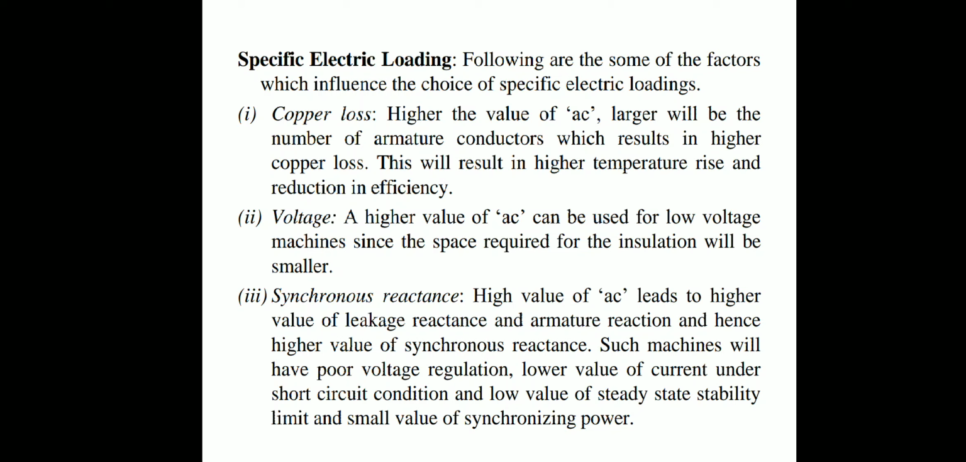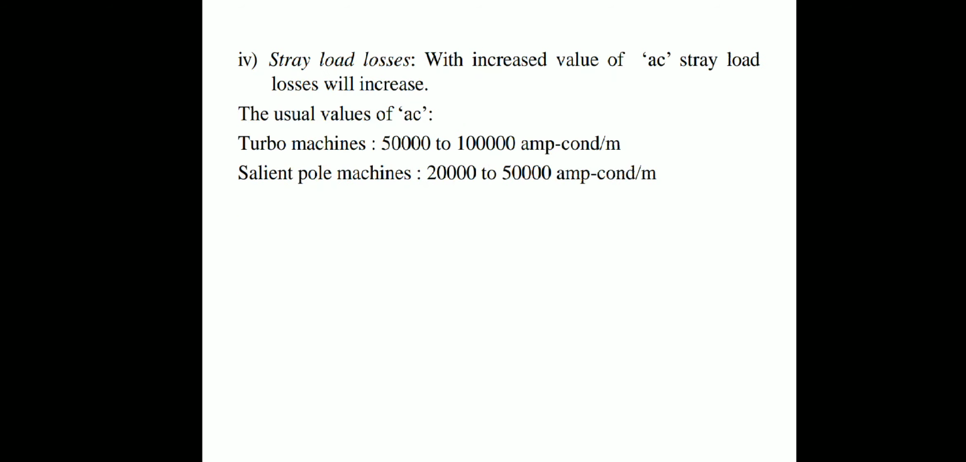Synchronous reactance. High value of AC leads to higher value of leakage reactance and armature reaction and hence higher value of synchronous reactance. Such machines will have poor voltage regulation, lower value of current under short circuit condition, low value of steady state stability limit and small value of synchronizing power. Stray load losses. With increased value of AC, that is specific electric loading, stray load losses will increase.